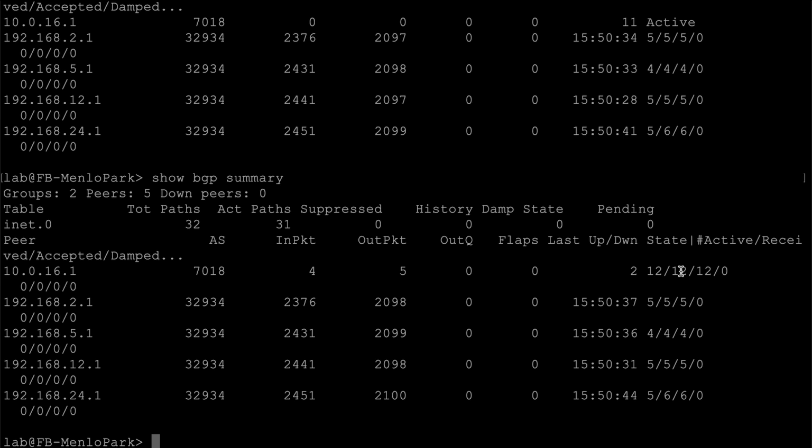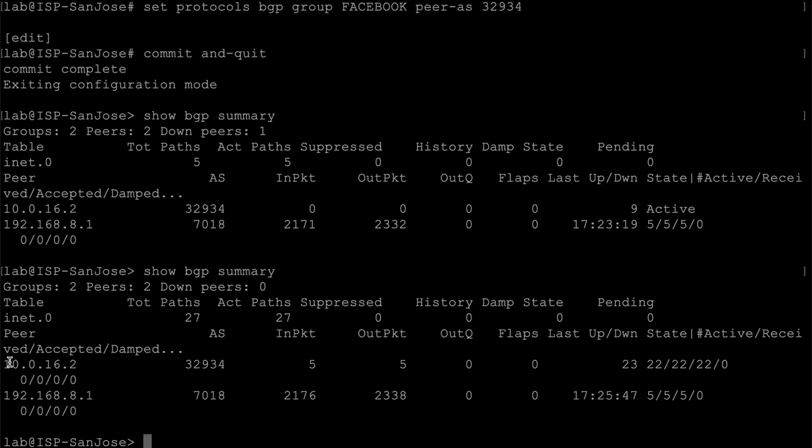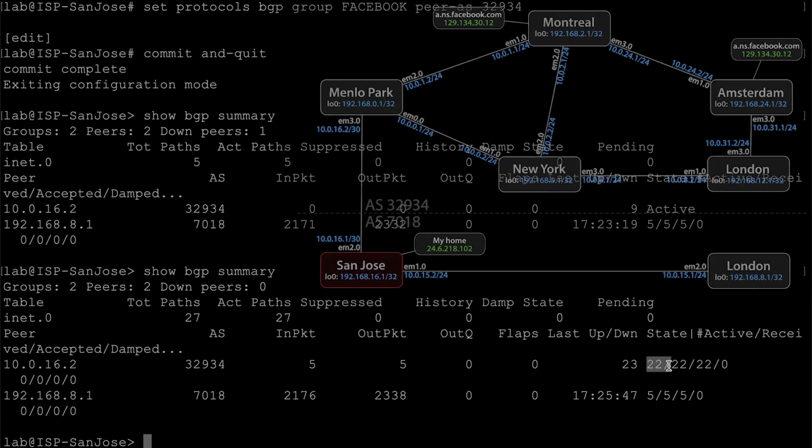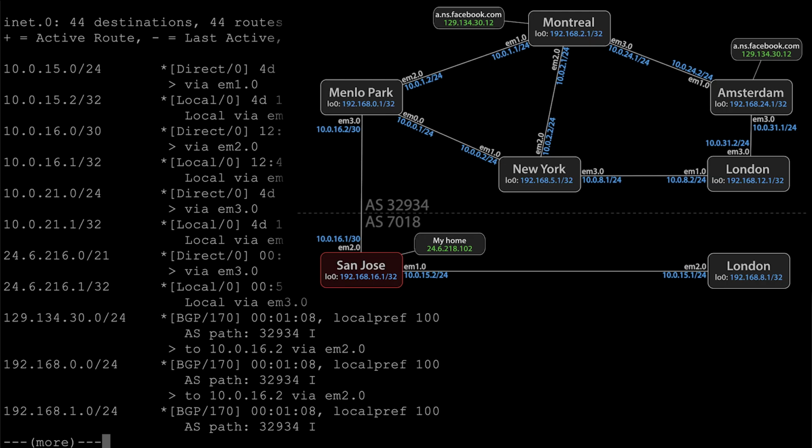And if we go back over to the ISP and look at the BGP neighbors again, here we now see that this neighbor is established. It's been up for 23 seconds, and it's receiving 22 routes from Facebook. So now from the ISP, if we look through the routing table, we should see those Facebook routes. So here from San Jose, here's a route to 129.134.30/24, which includes Facebook's name server. And we see we're getting a BGP route. And it shows that the AS path is 32934. So it's telling us that this route has come from Facebook's autonomous system.